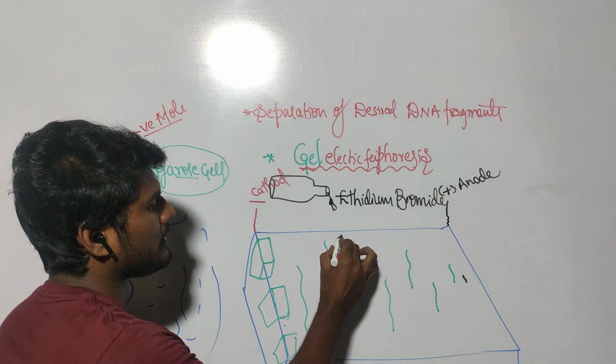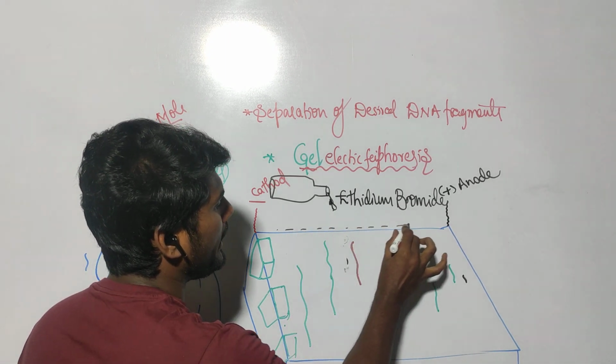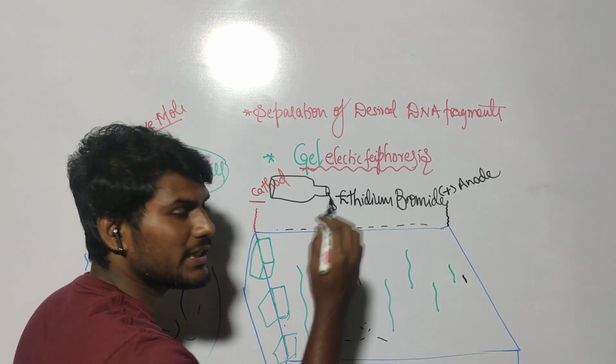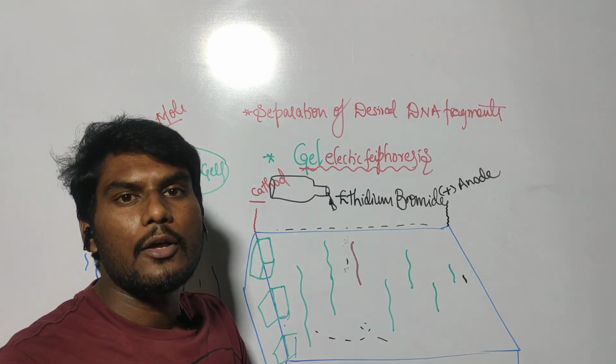Ethidium bromide. Yes, the chemical we added. What is the chemical that we added? Ethidium bromide in the agarose gel. Yes, all this is the ethidium bromide. Okay, sir, when you add in the ethidium bromide, you are able to see the DNA fragments, no?